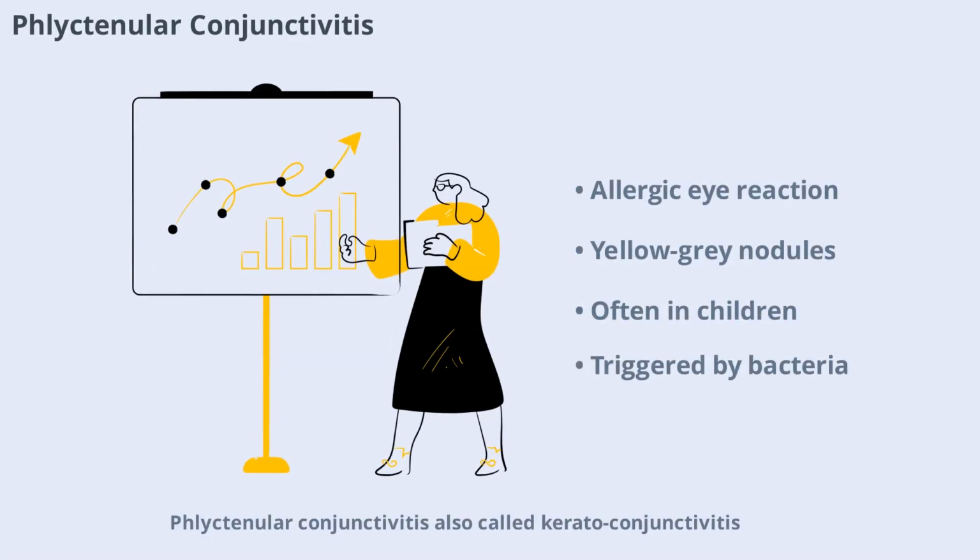Phlyctenular conjunctivitis, also called keratoconjunctivitis, is an allergic reaction that results in small, yellow-gray nodules on the bulbar conjunctiva or cornea. This condition is most often seen in malnourished children and is usually triggered by an allergic response to bacterial proteins, such as those from tuberculosis. Symptoms can include redness, irritation, and discomfort. Early recognition and treatment are important to prevent complications.